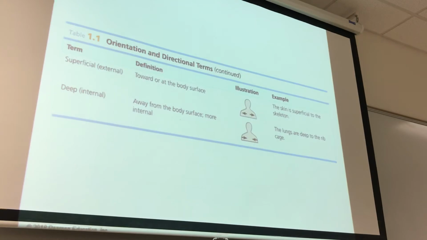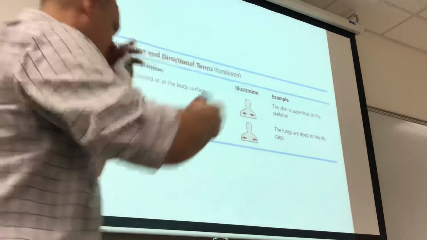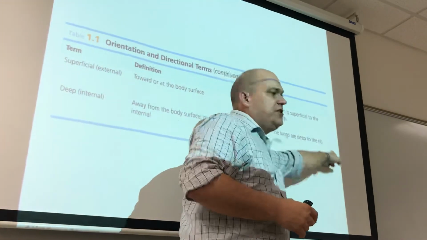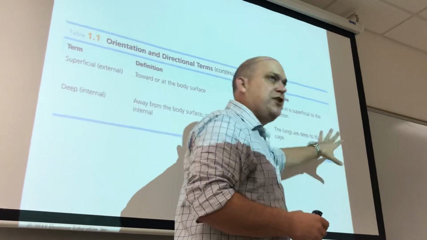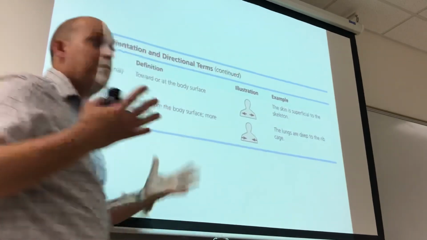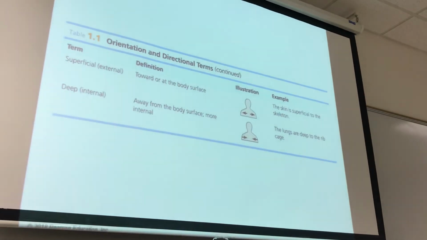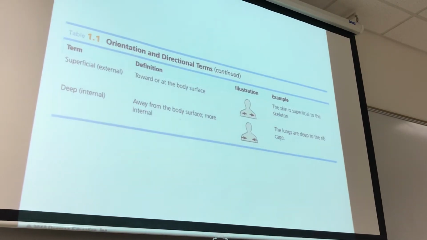Are we kosher with directional terms? Any questions on the directional terms? You have to practice them. And again, the best way to practice them, because 99.9% of the questions that are asked with regards to directional terms will look just like so. They will take two structures of the body and compare them to one another. They'll say the lungs are blank to the rib cage.